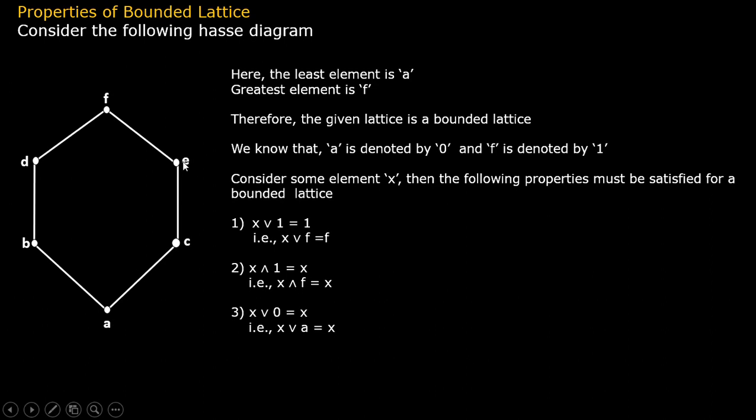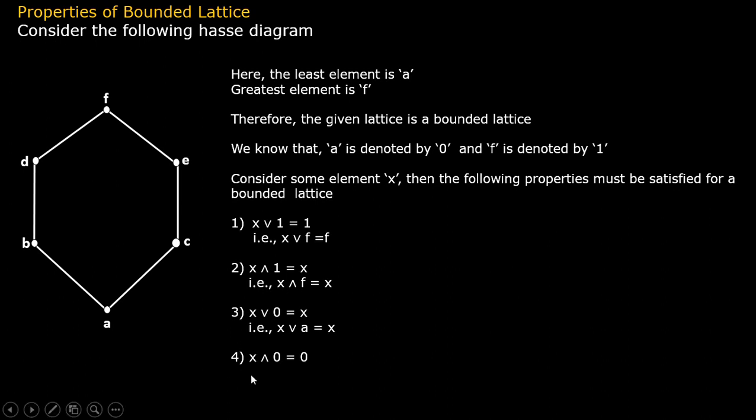The least upper bound of E and A is E. The least upper bound of D and A is D. The least upper bound of B and A is B, and the least upper bound of F and A is also F. So, this property is true for this bounded lattice and for all the bounded lattices.